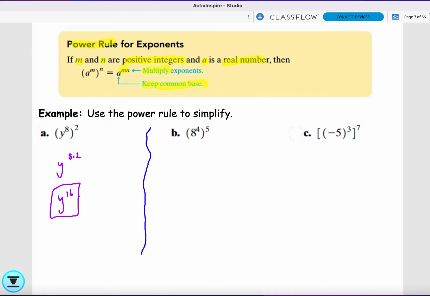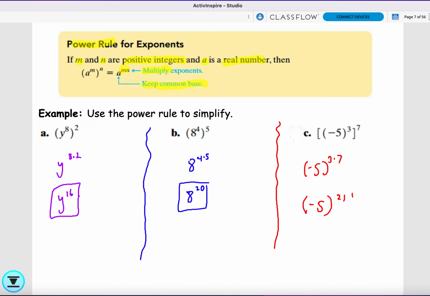Look at B. My base is 8, but we have the 4 to the 5th power, so we're going to multiply those two. 4 times 5 is 20. So B is 8 to the 20th power. Now we have C, negative 5 to the third power, but that's also to the seventh power. So we're going to do negative 5 to the third times 7, which simplifies to negative 5 to the 21st power. And we're done here.